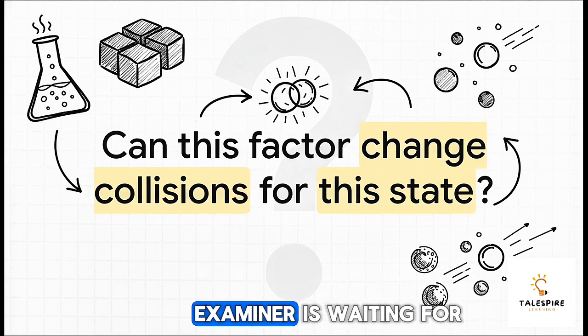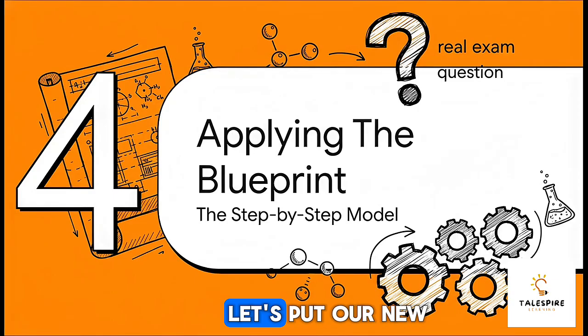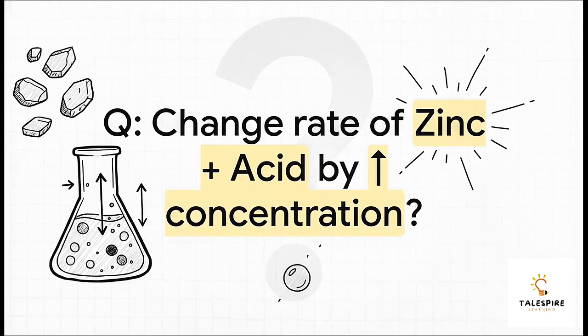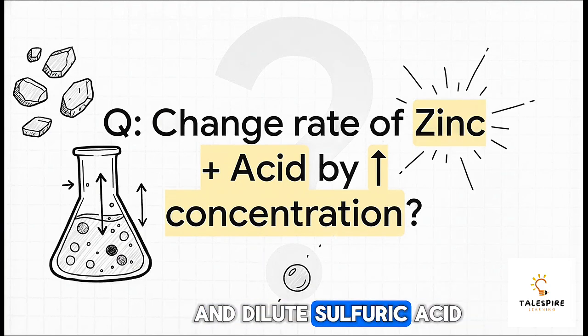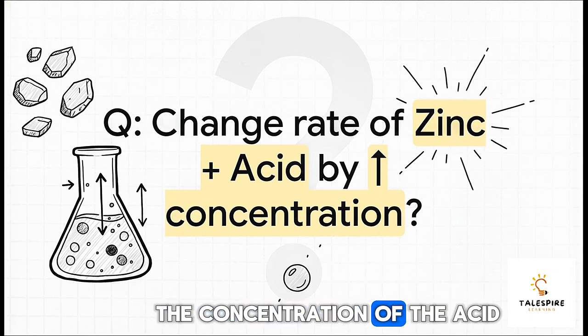That's the question the examiner is waiting for you to answer. All right, theory is great, but let's put our new blueprint into practice. We're gonna apply this framework to a real exam question, step by step. So here's our question. We're reacting zinc powder and dilute sulfuric acid. Part A asks, what happens if we increase the concentration of the acid?